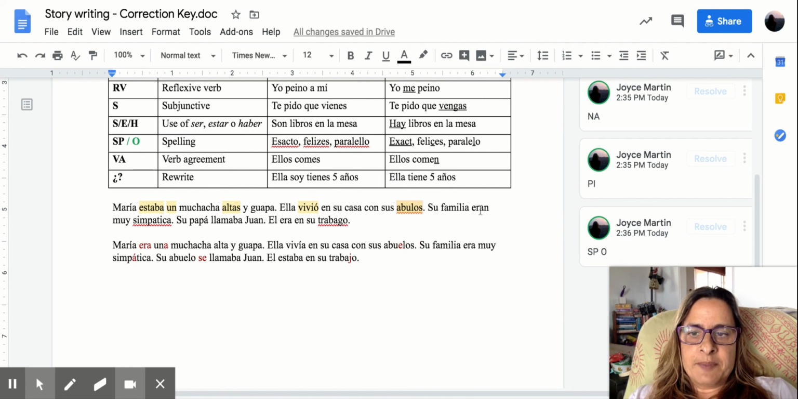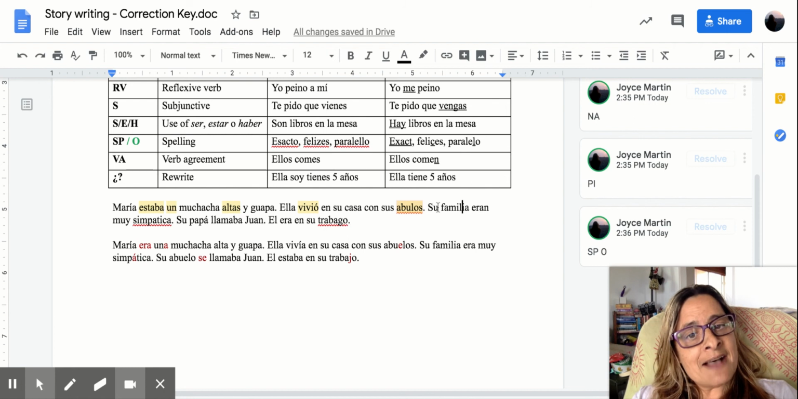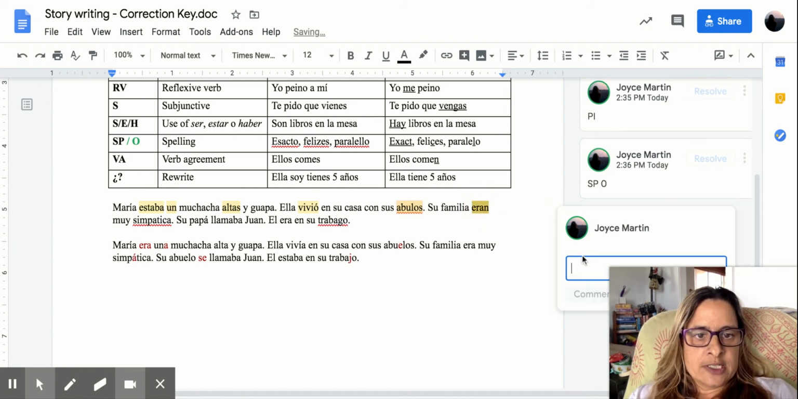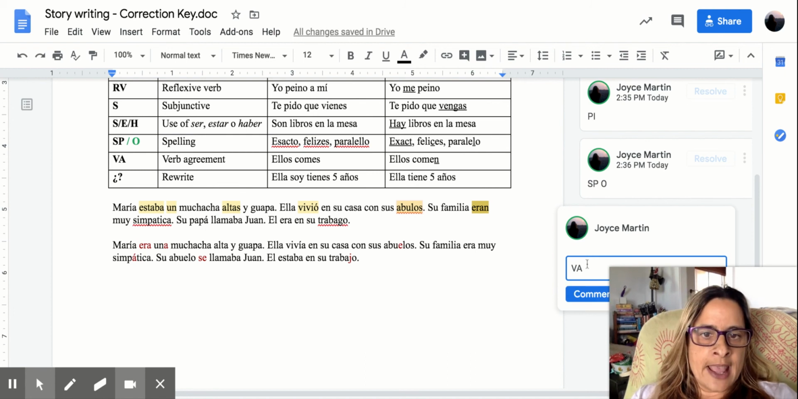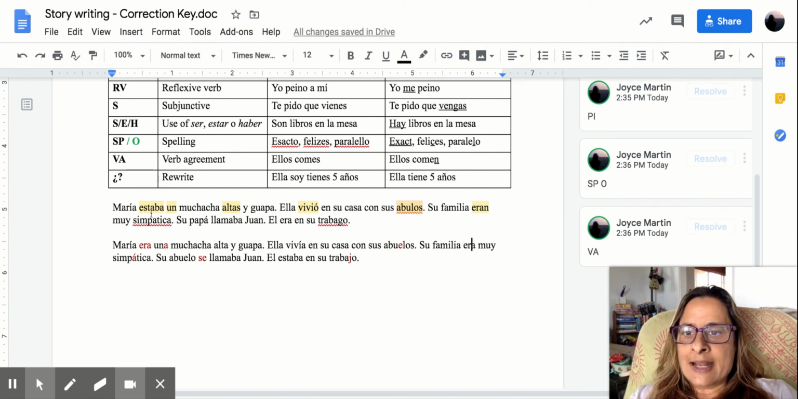Continuing. Su familia eran muy simpática. Oh, we have a subject-verb agreement issue here. Familia, even though it's a group of people, is a singular noun. Notice it starts with su. We say la familia. If we say las familias, we're saying the families. So even though it's a group of people, it's a singular noun. So I have a verb agreement issue here. So I am going to type my comment, VA, for verb agreement. And you would need to fix it to make it singular, era. Su familia eran muy simpática.